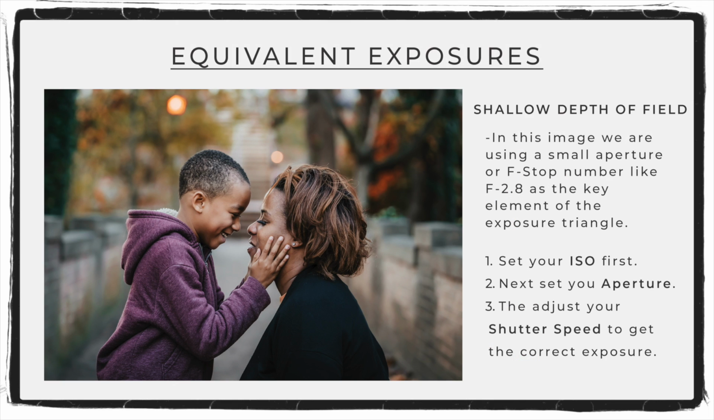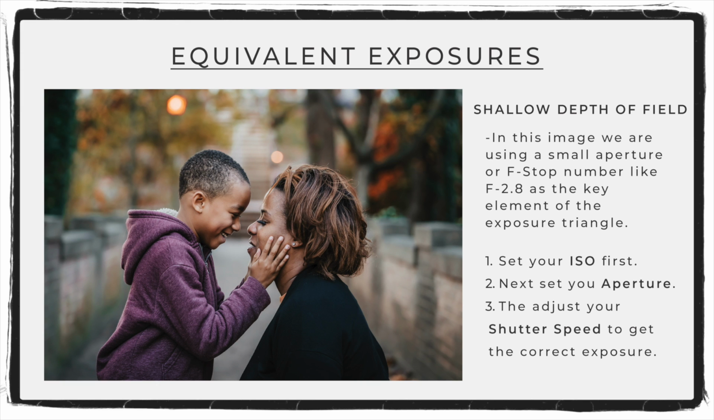So let's go ahead and move on. So let's take a look at this. In this image, how are we using equivalent exposures? Well, we have a portrait of a person, but we want our background to be really, really blurry. To get that, we need to shoot a small f-stop number like 2.8, as low as your camera will go. The lower this number, the more blurred the background we're going to get, right?